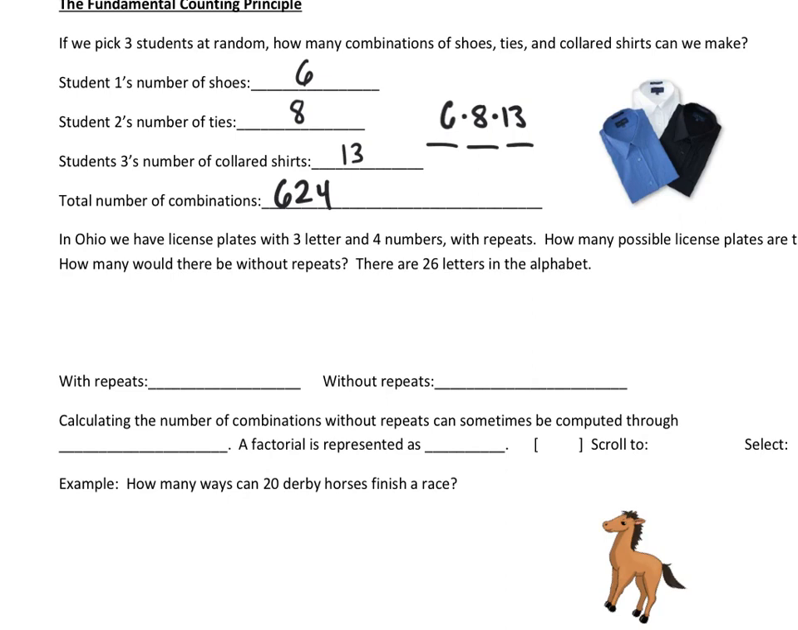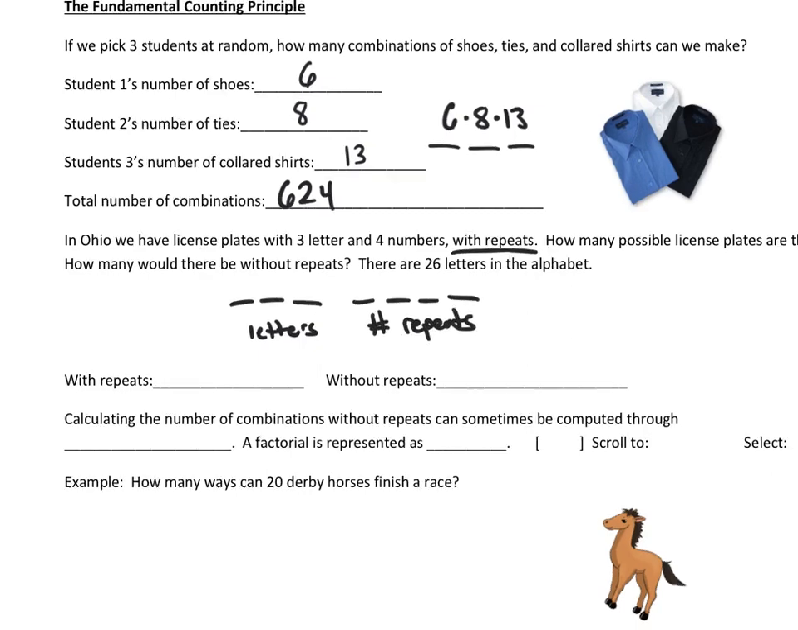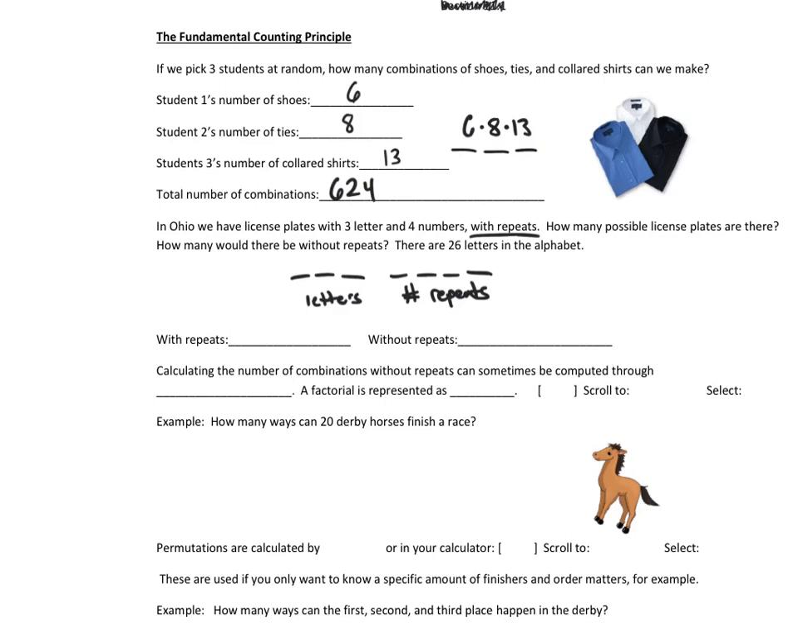This was made by someone who had previously lived in Ohio. So it says, in Ohio, we have license plates with 3 letters. So I'm going to write this here. We have 3 letters and 4 numbers with repeats. So this is going to be numbers with repeats. How many possible license plates are there? And then it said, how many would there be without repeats?